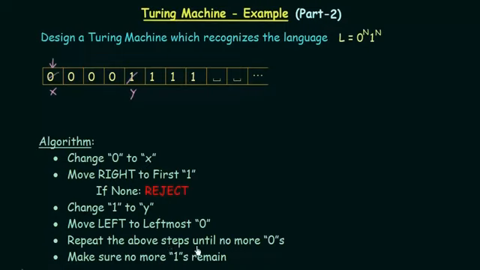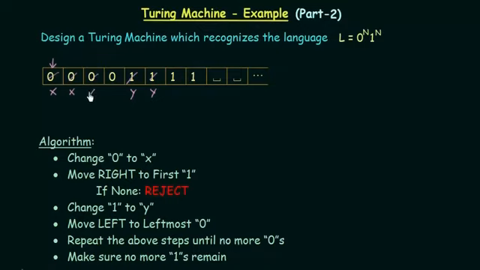So here I find the leftmost 0, and what does the algorithm say? It says repeat the above steps until no more zeros are to be found. So I have to do the steps that I just did. When I find the 0, I replace it with x, and then again I move right to the first 1. I move right like this, and here I see that this is not a 1 anymore, this is a y. So which is the first 1 now? It is this one. So I replace this with y. Now I have to again move left, searching for the leftmost 0. As I move left, this is the leftmost 0.